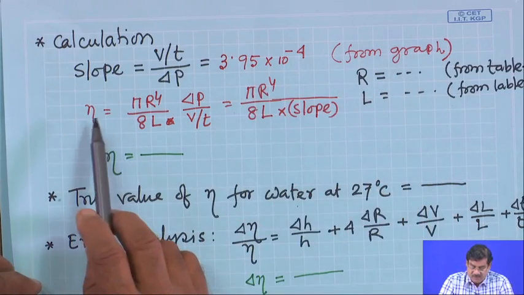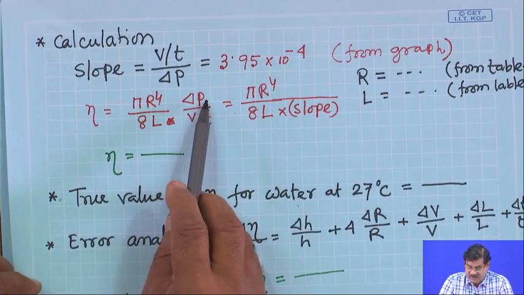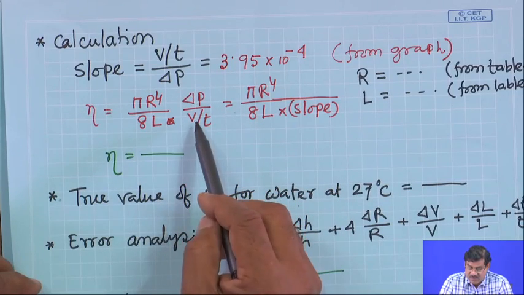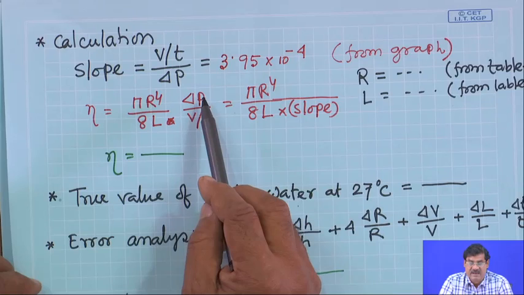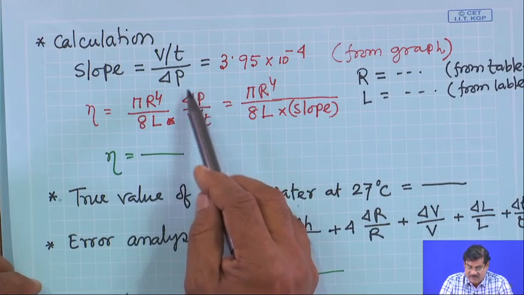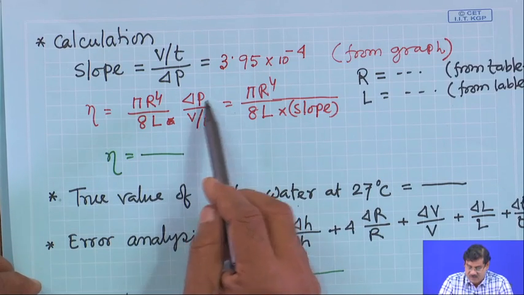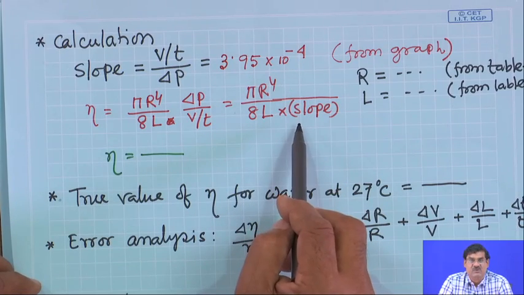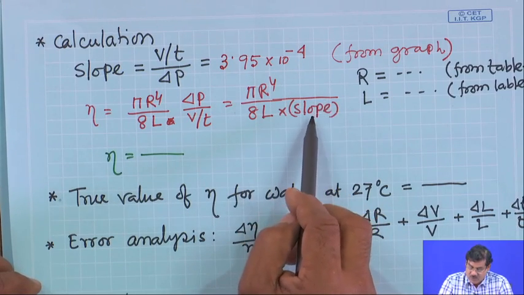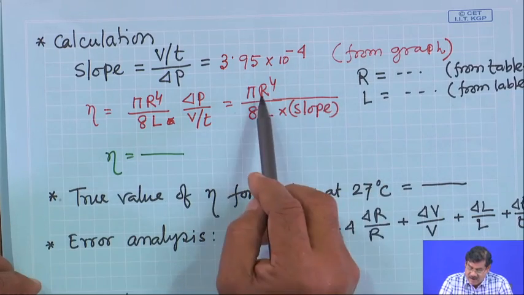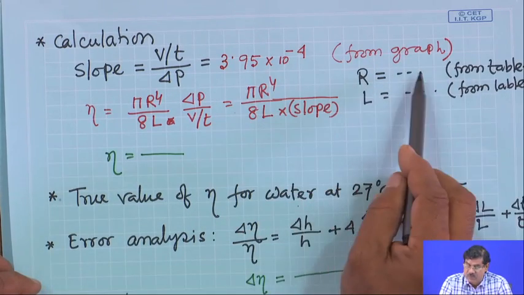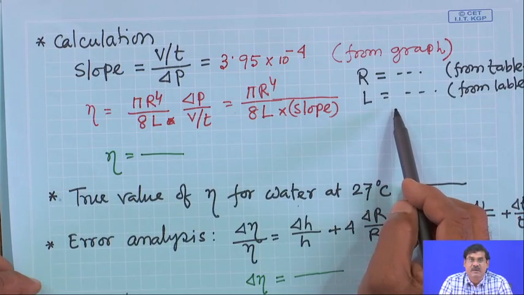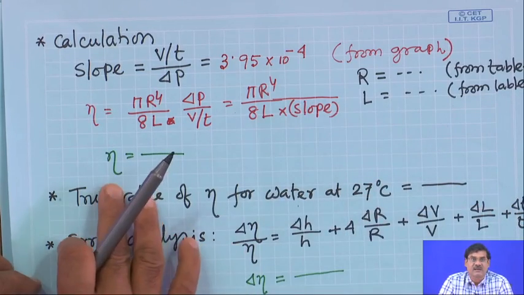Okay. Now, the eta value was this, so this I can now write. Our slope is V by t by del P. Here del P by V by t, so it is basically the inverse of slope. So, I have written 1 by slope. The slope from the graph, I got r and l from table 2, just noted down here, and from table 1. So, now I can calculate the eta value.